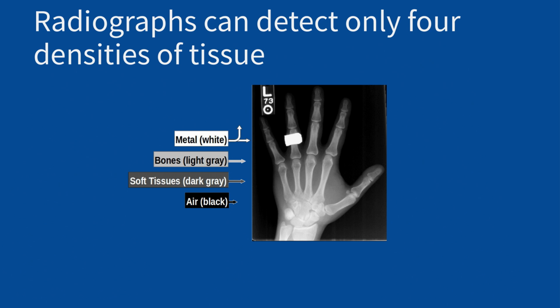Bones showing up in their typical light gray, soft tissue, the dark gray. Sometimes you can see muscle definition in those soft tissues, although again, soft tissues like fat and muscle are very close to each other, so we don't get a lot of subject contrast. And then gas, any kind of air, which is going to be black.